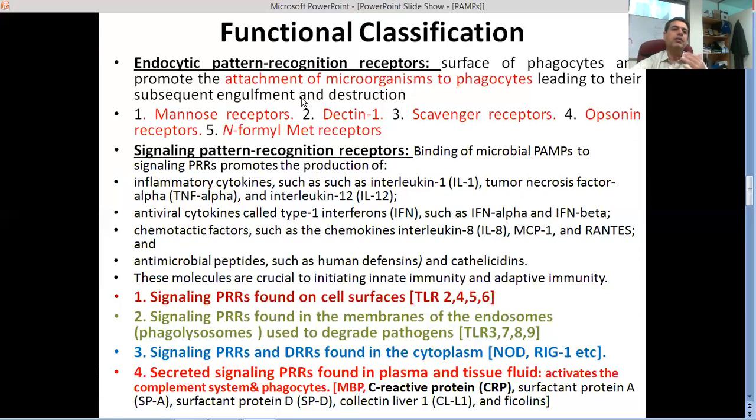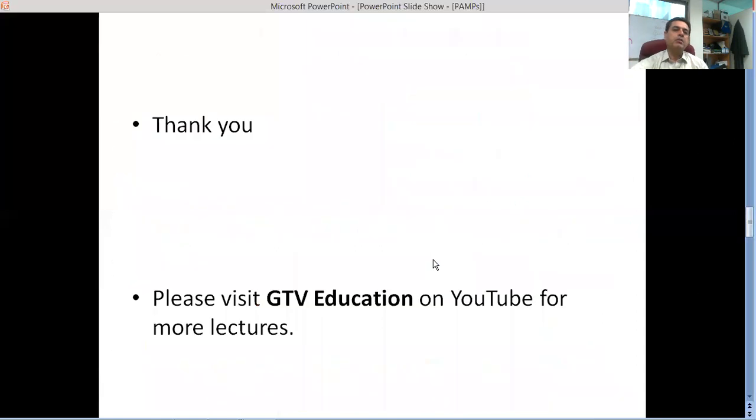If you look at the functional classification, we had 2 major classes. For the endocytic pattern recognition receptors or phagocytic receptors, we have 5 subclassifications. And for the signaling pattern recognition receptors, we have 4 classifications, which is majorly based on the location of these receptors, which can either be outside the cell or inside the cell. So that was all about the pathogen recognition receptors.